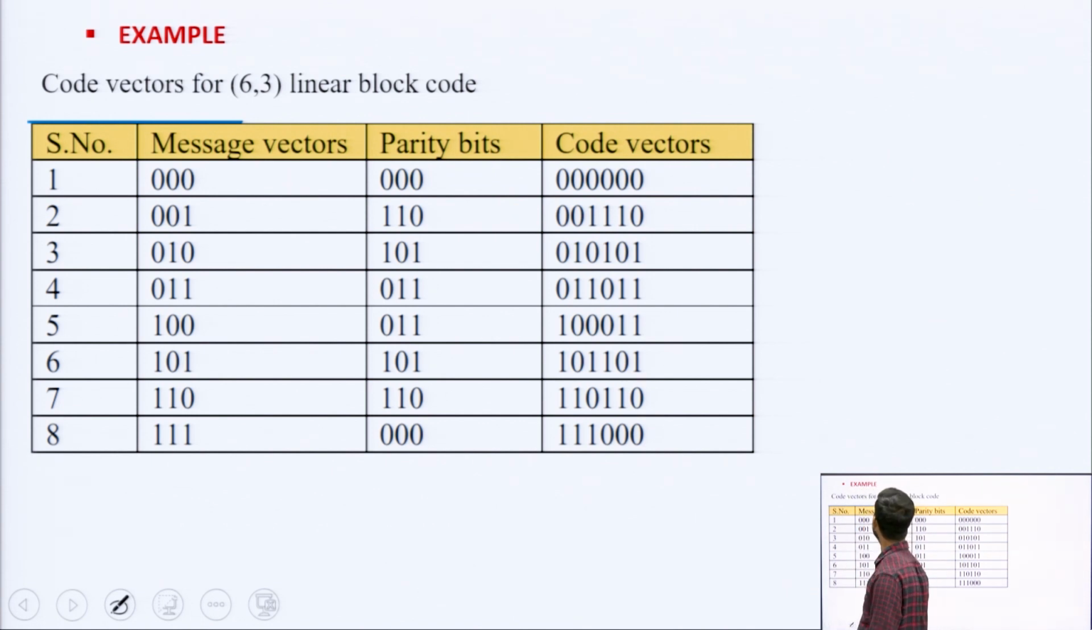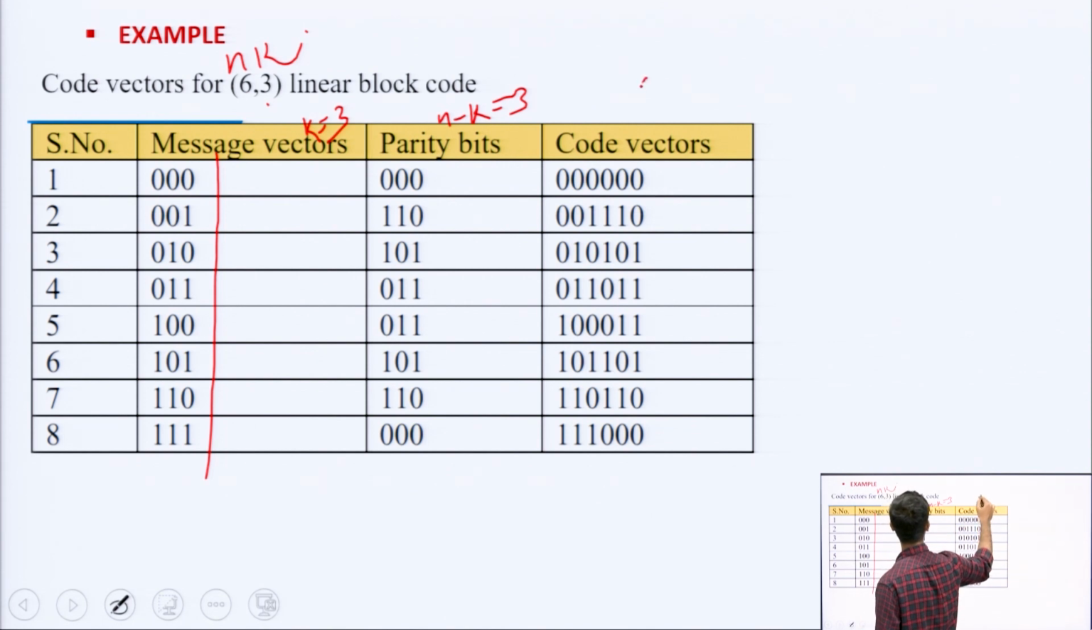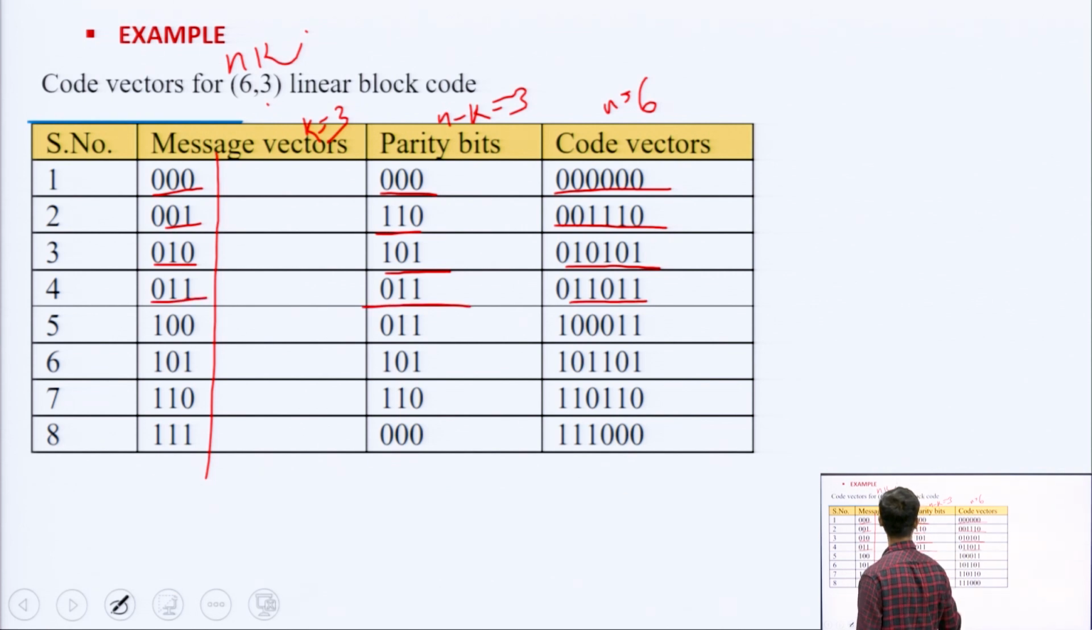Next, these are the code vectors for the (6,3) linear block code. This is the message vector with length k equal to 3, and these are the parity bits with n minus k equal to 3. The code vectors are 000000, 001110, 010101, and so on. These are the final code vectors.